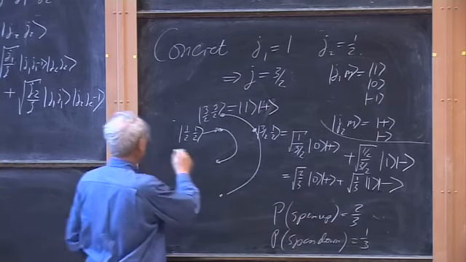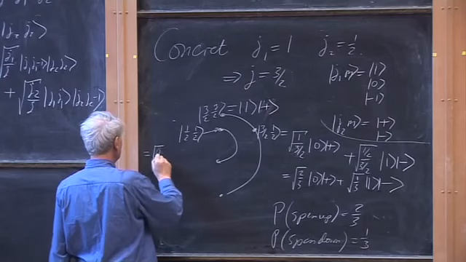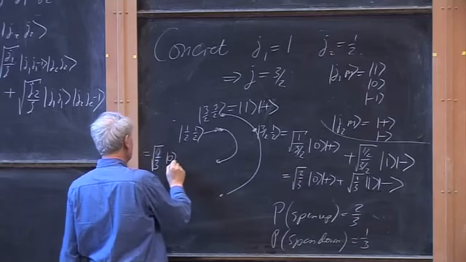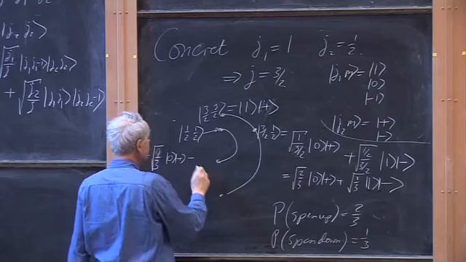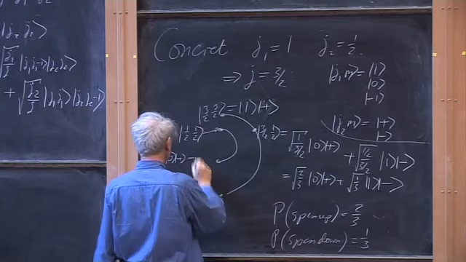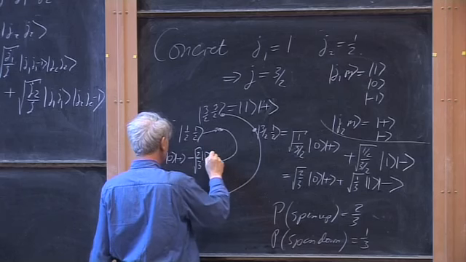So it must be orthogonal to this by the orthogonality of the eigenkets of Hermitian operators. And what is it going to be? It's going to be √(1/3) of this, |0⟩|↑⟩, plus minus √(2/3) of |1⟩|↓⟩.